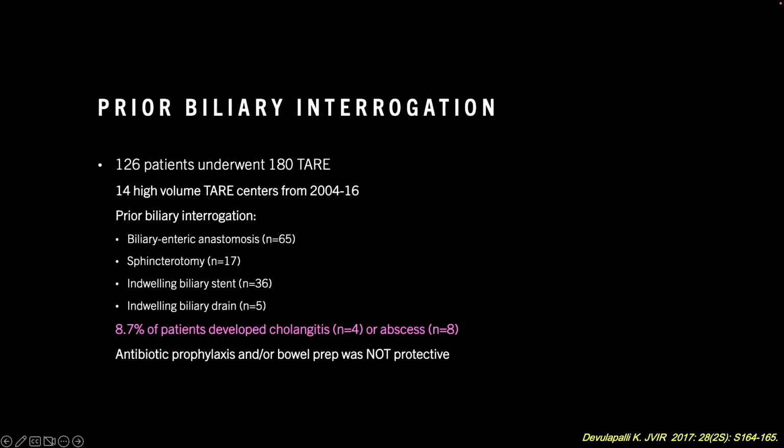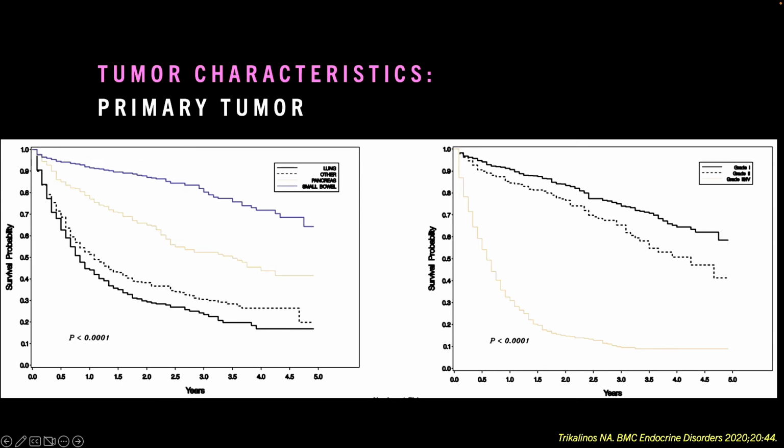So I will certainly take a 9% risk over a 900% times increased risk of infection. Okay, so if you have a prior sphincterotomy or something where your bile ducts have been interrogated, that's really important, and we need to know that. Okay, what about the location of primary tumors? We talked about this before.